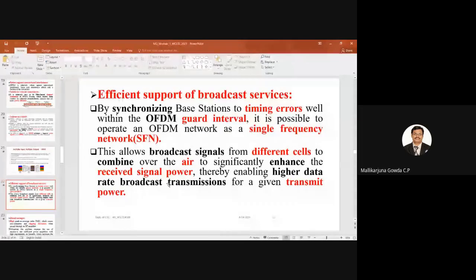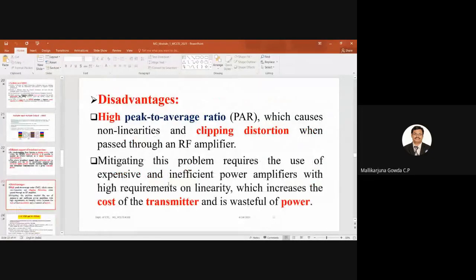So don't you think it has any disadvantage? Obviously anything which exists has certain advantages, and obviously it will have certain disadvantages. So these are a few disadvantages we can say with respect to OFDM. First thing is high peak to average ratio, PAR we say.